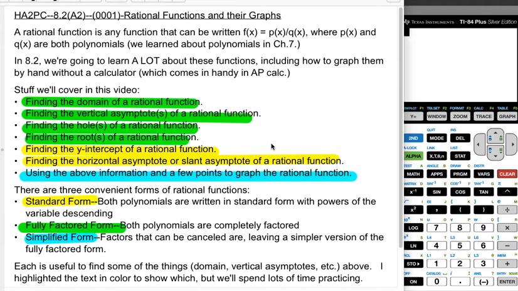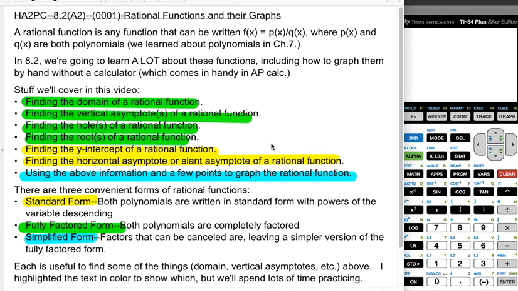So a rational function is any function that can be written as f of x equals p of x over q of x, where both p of x and q of x are polynomials. So we learned about polynomials a lot in Chapter 7. Essentially, something is a rational function if it is a fraction of two polynomials. In 8.2, we're going to learn a lot about these functions, including how to graph them by hand without a calculator, which definitely comes in handy for AP Calc.